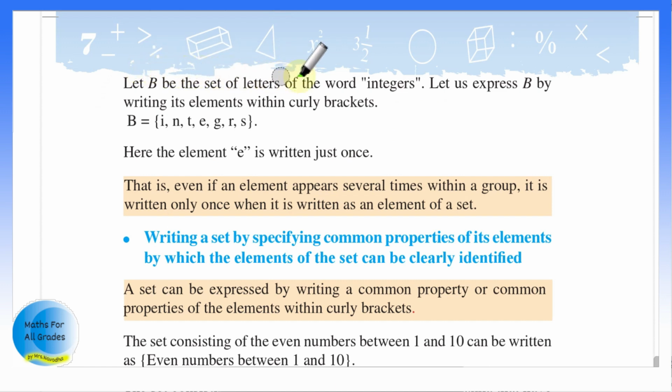And they have given an example here. Let B be the set of letters of the word integers. Let us express B by writing its elements within curly brackets. So now you know we do not repeat elements in a set. In this word integers, E is repeated twice. But when you write it in a set, we only write E once, like this. So the set B is I, N, T, E, G, R, S. Here the element is written just once. That is, even if an element appears several times within a group, it is written only once when it is written as an element of a set.